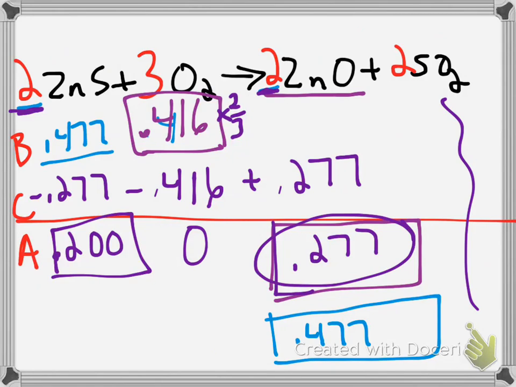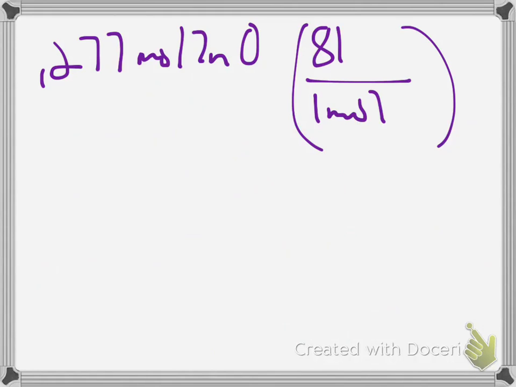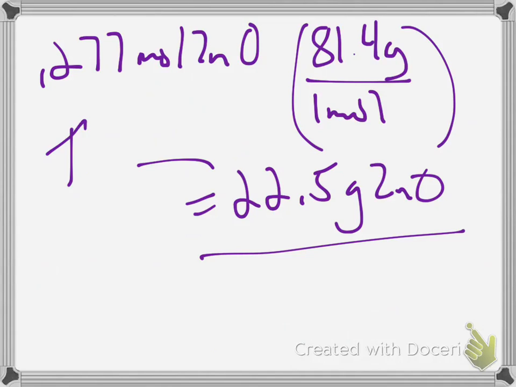So, at this point, we can go two different ways. Determine the amount of zinc oxide produced. So let's start with this value here. 0.277 moles of zinc oxide. Convert that to grams. 1 mole of this substance is 81.4 grams. And so that gives us 22.5 grams of zinc oxide. There's our value. That's our, of course, the theory value.